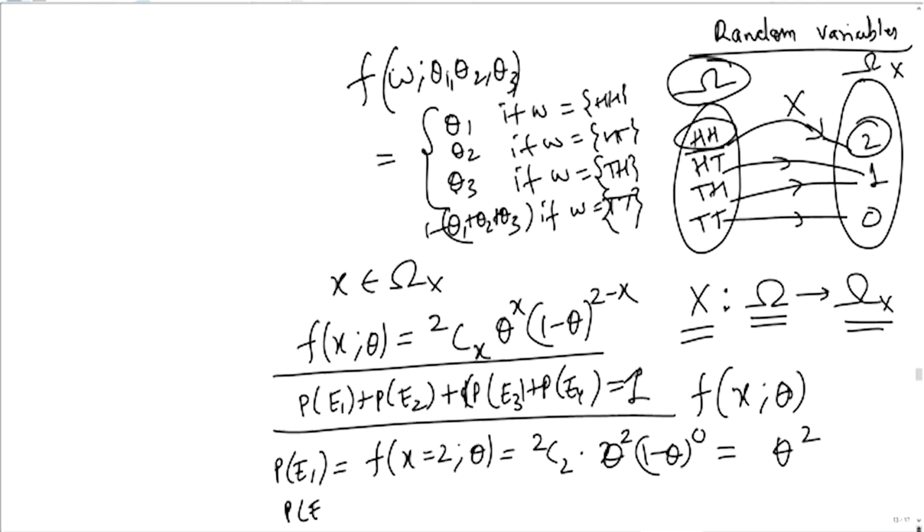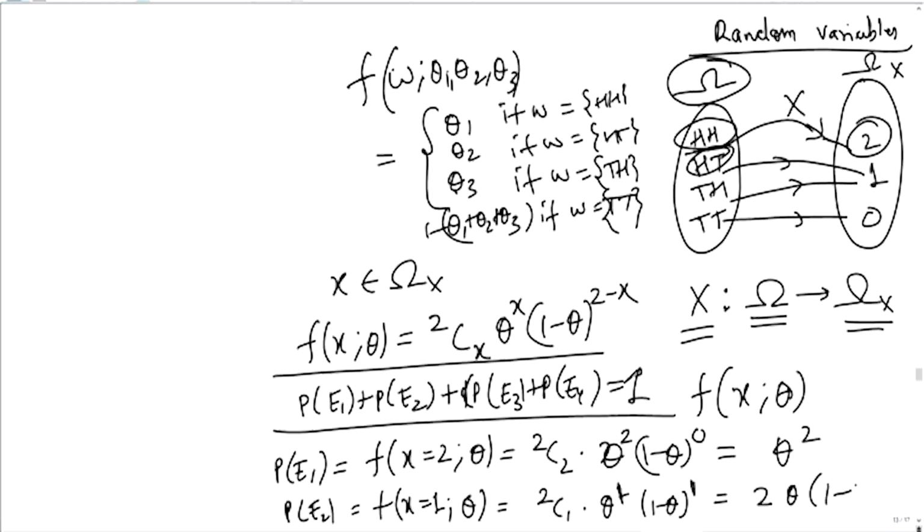What would be probability of E2? For E2 the event is HT and the value of x would be 1. So, this would be 2C1 theta to the power 1, 1 minus theta to the power 1. So, it would be 2 into theta into 1 minus theta.